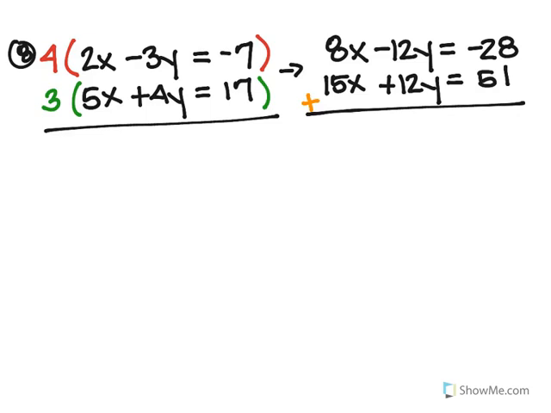Combine like terms. 8x plus 15x will give us 23x. Negative 12y and a positive 12y cancel out. They're eliminated. Equals negative 28 plus 51, which is 23. Divide by 23, x is 1.